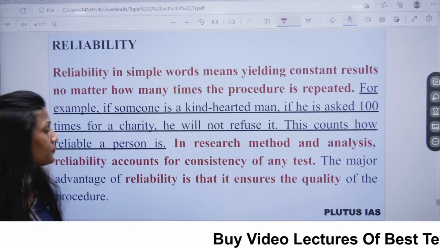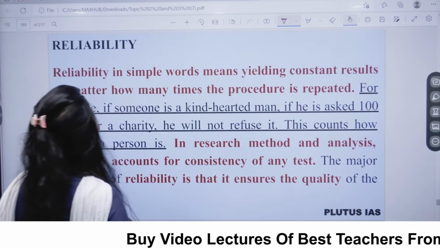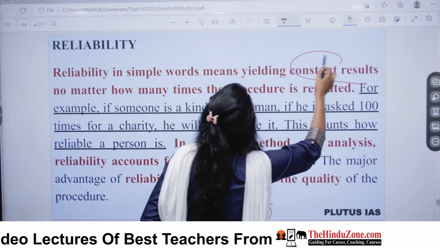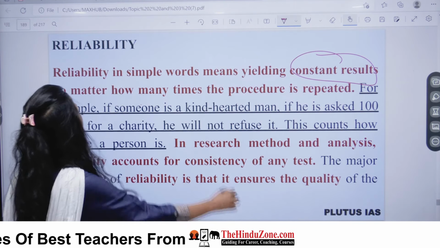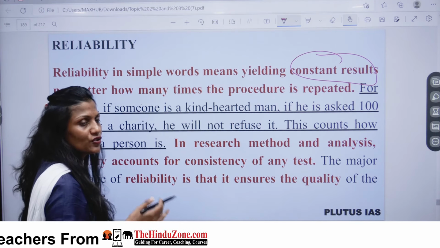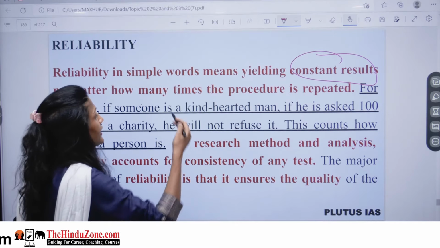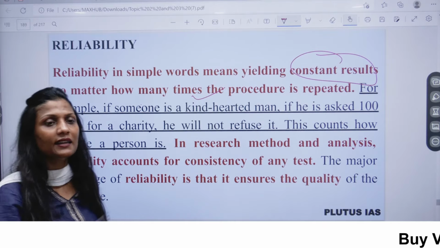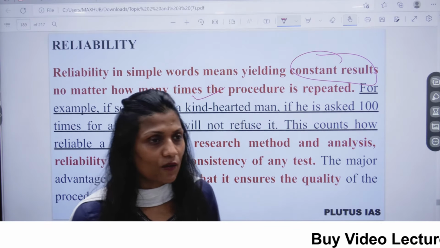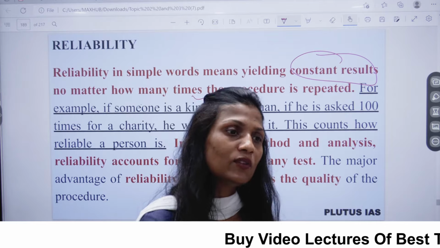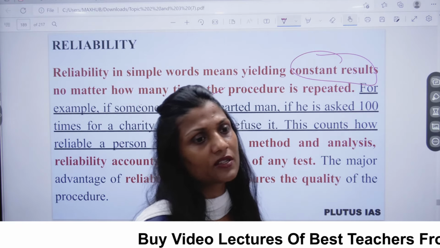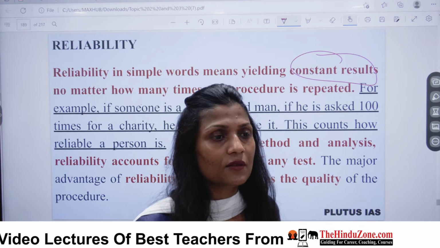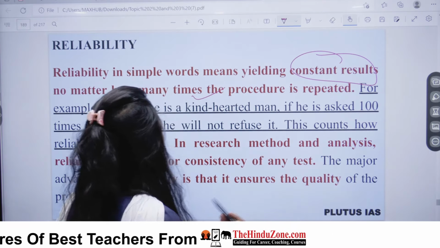Okay. So what is reliability? It simply means how far we can have a constant result. Whenever we apply a similar procedure, we get a similar answer. For example, if somebody is a kind-hearted person, no matter how many times you keep asking him for money, he would keep giving you. That's when you know he's an extremely kind-hearted person.